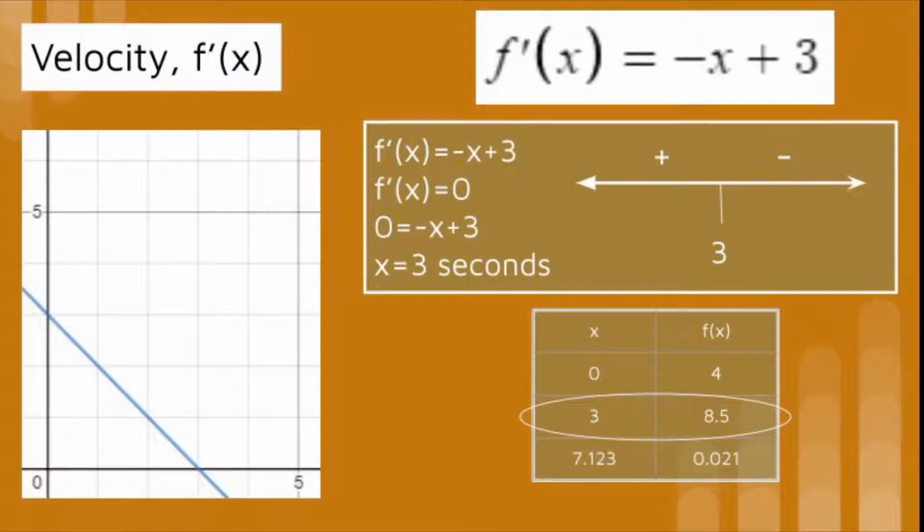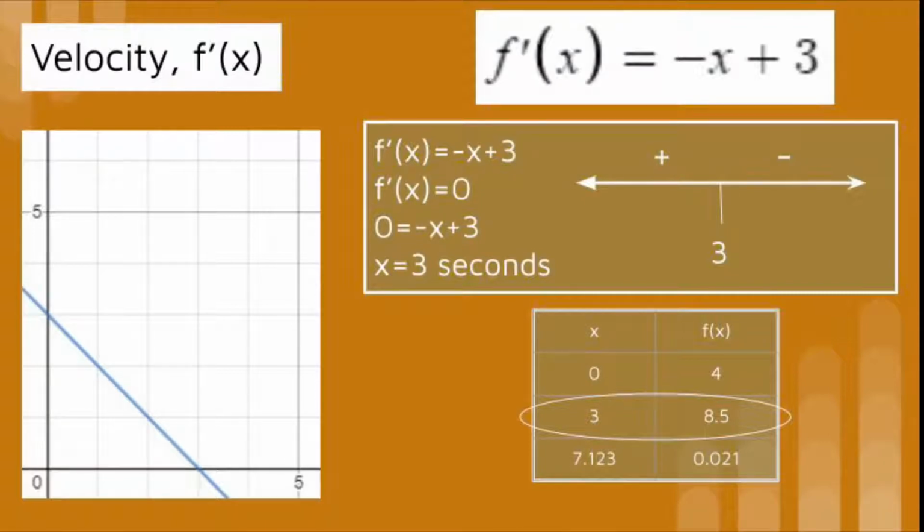With f prime of x equaling negative x plus 3, we can determine our critical point exists at x equals 3. To determine whether that point was a maximum or a minimum, we need to use the first derivative test. To do so, pick a value before 3 and after 3 on the number line, plug it in as x into f prime of x, and determine whether it is positive or negative. Since the basketball cannot move in a negative direction, it cannot go before 0, so we can use 2 and 4. The left side is positive and the right side is negative, so x equals 3 is a maximum in the function.